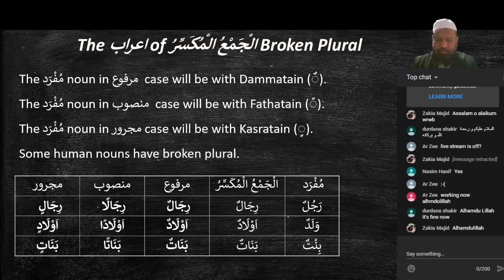Again, we can see the form of mufrad is broken, awladun. In marfu case, awladun. In mansub case, awladan. And majrur case, awladin. Bintun, a girl. Jama is banatun, broken. Marfu case, banatun. Mansub case, banatan. And majrur case, banatin.